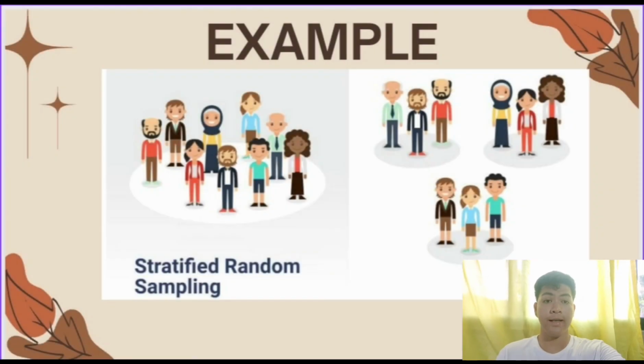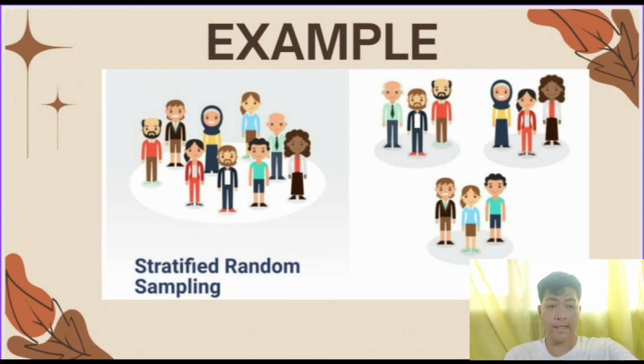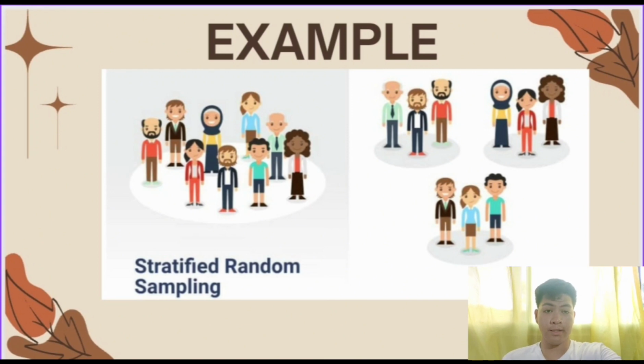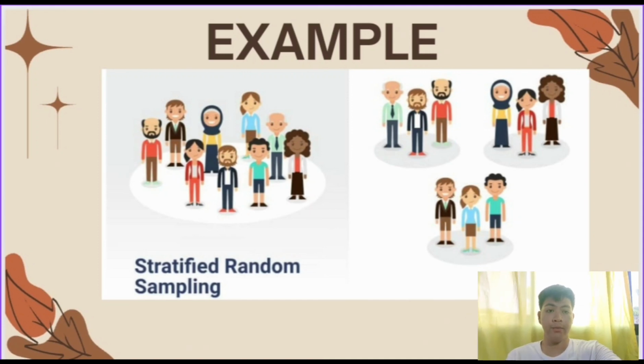So we can see here in the left side, there is one group of people that represents the population. And in the right side, the population is divided into 3 groups or strata. And those divided groups or strata are based on their similar characteristics or attributes. And with that, the researchers will randomly select a participant from each strata.